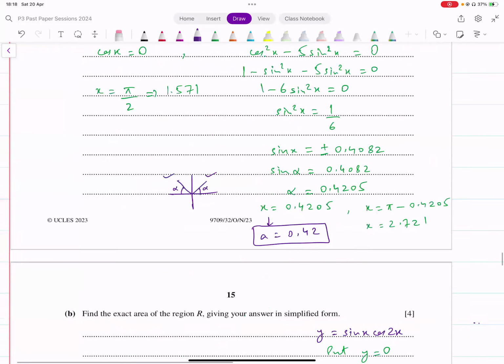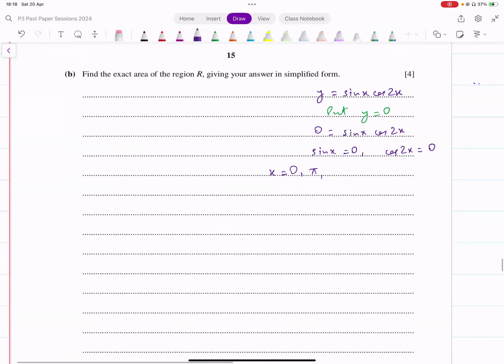Yeah, so we only have values until pi. So sine is 0 at 0 and sine is 0 at pi, right? These are the two values when sine is 0, and that's it, within that interval.